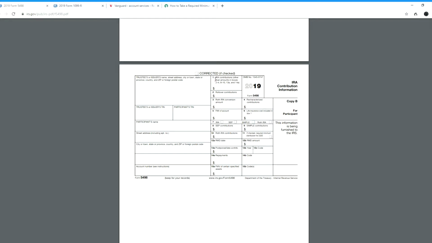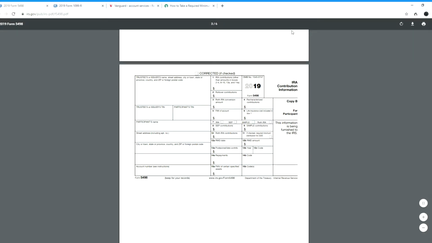In box 1, you can see that it says IRA contributions. So this is going to be the total amount of contributions that you made in that tax year. So this form is dated 2019, and you can see further down, box 11 says if checked, required minimum distribution for 2020. So of course this 2019 form would be given to you in January of 2020, and this is an informational form. You don't actually need to do anything with this form in the sense that you don't have to fill it out. This is for your information.